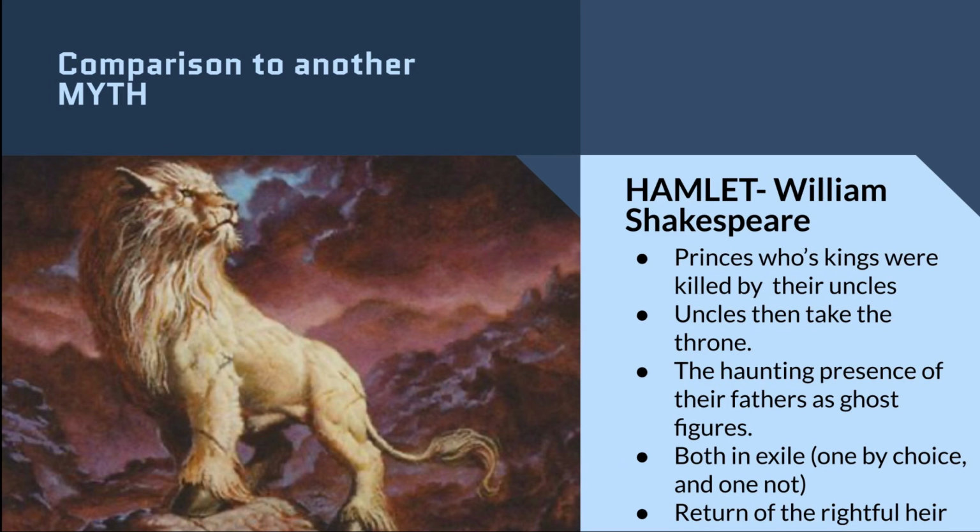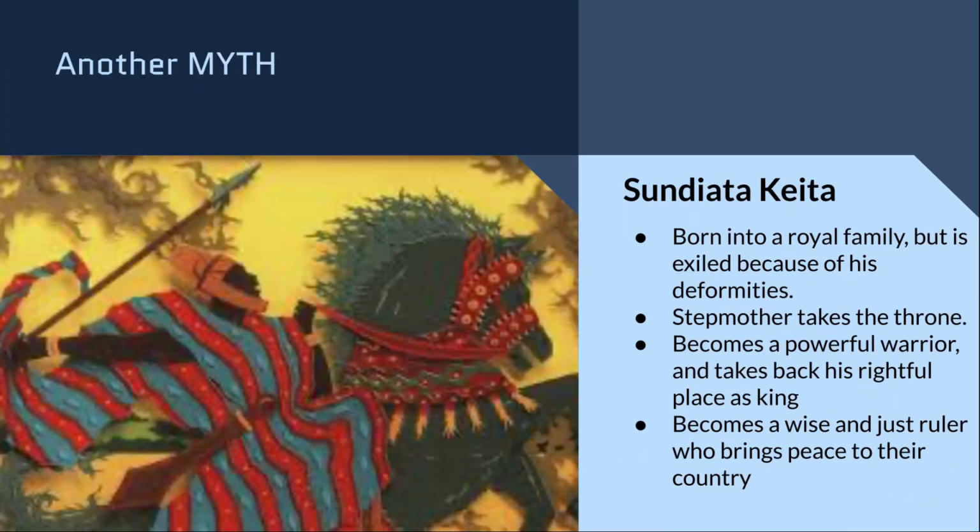Now, the next one that I was able to find, we're going to look a little bit farther back. And this is the myth of Sundiata Keita. Now, he was born into a royal family, but he was exiled again. But this time it was because of some deformities that he had. One of his family members took the throne, and he became a powerful warrior on his own, and then was able to take back his rightful place as king. And then, similar to Simba, he was able to be a just ruler who brings peace back to his country, which is really great.